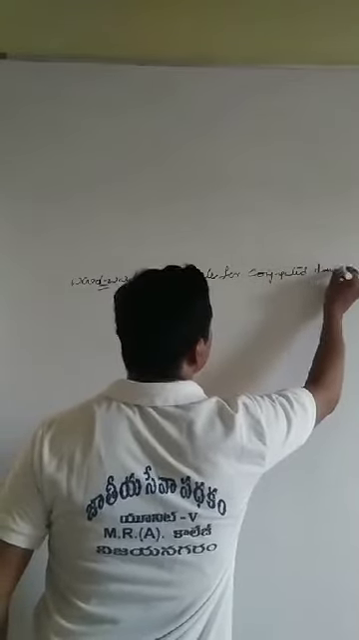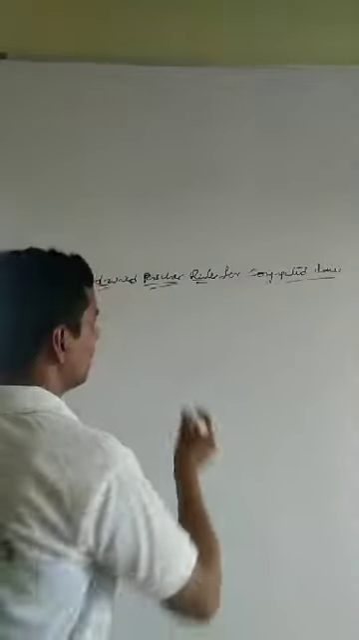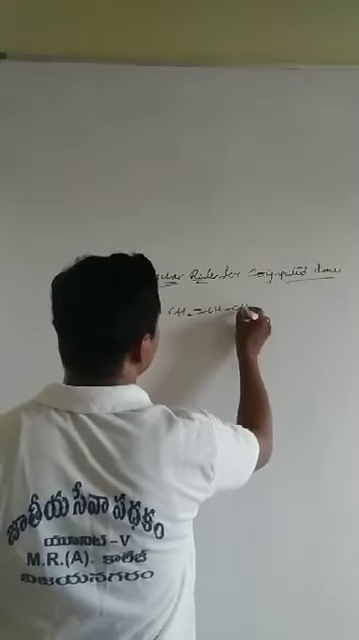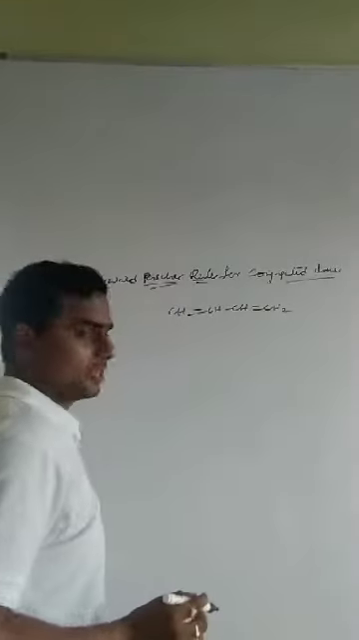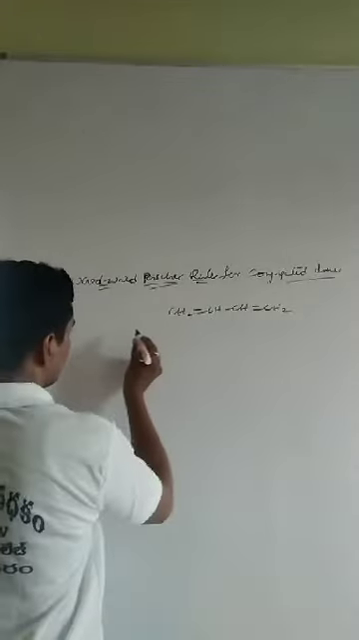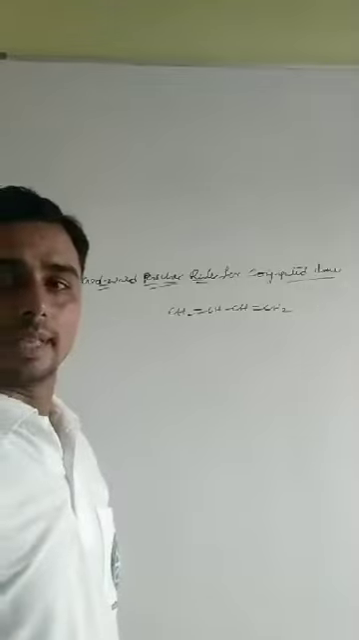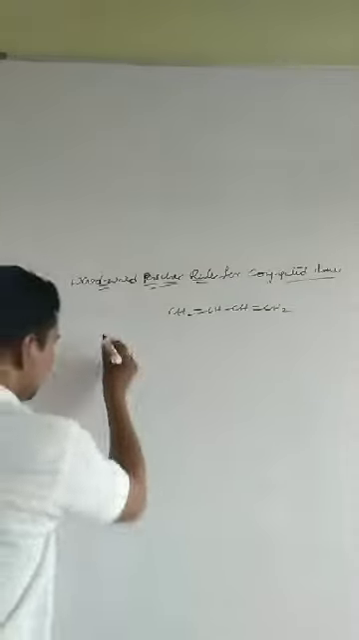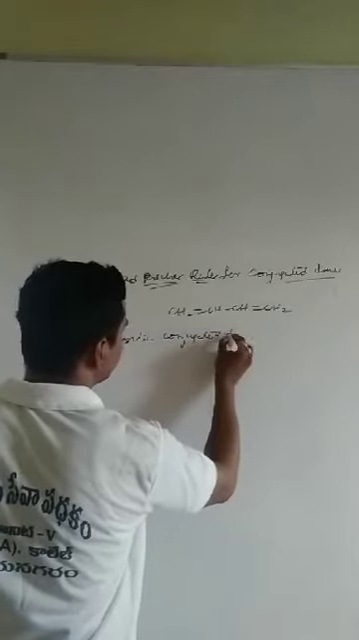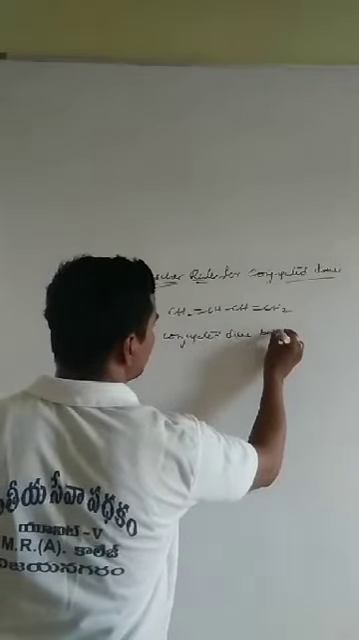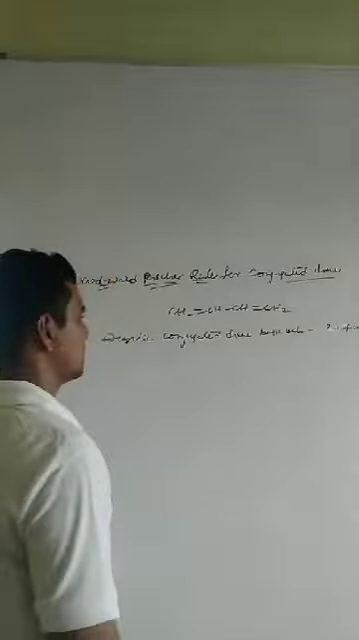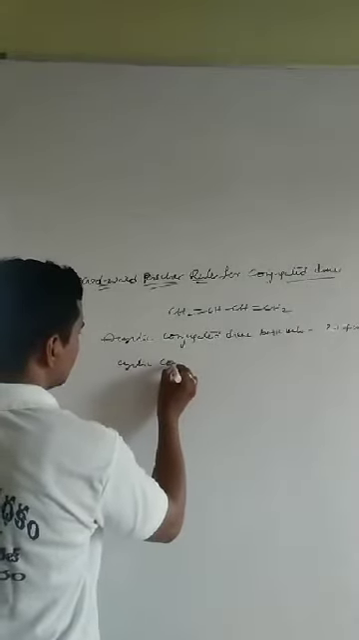Conjugated diene. A conjugated diene is nothing but 1,3-butadiene as the basic structure. Conjugation means alternate double bonds present in the molecule. These conjugated dienes may be cyclic or acyclic. The acyclic conjugated diene has a basic value of 217 nanometers.